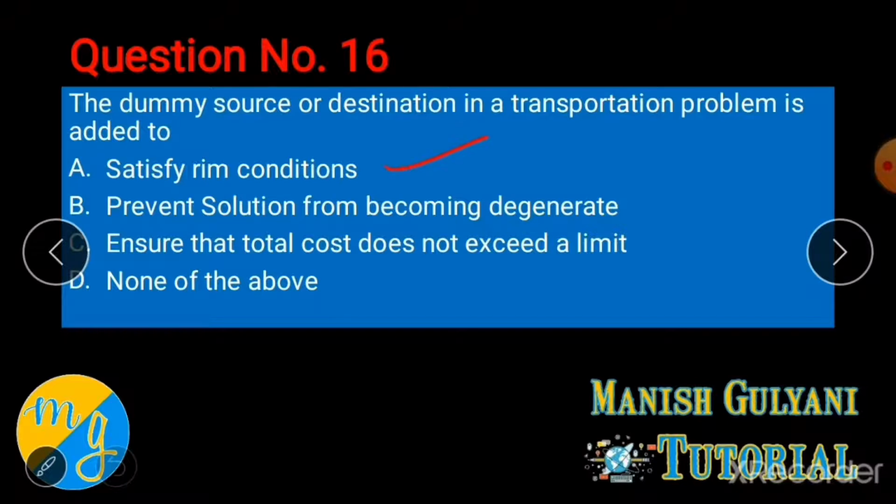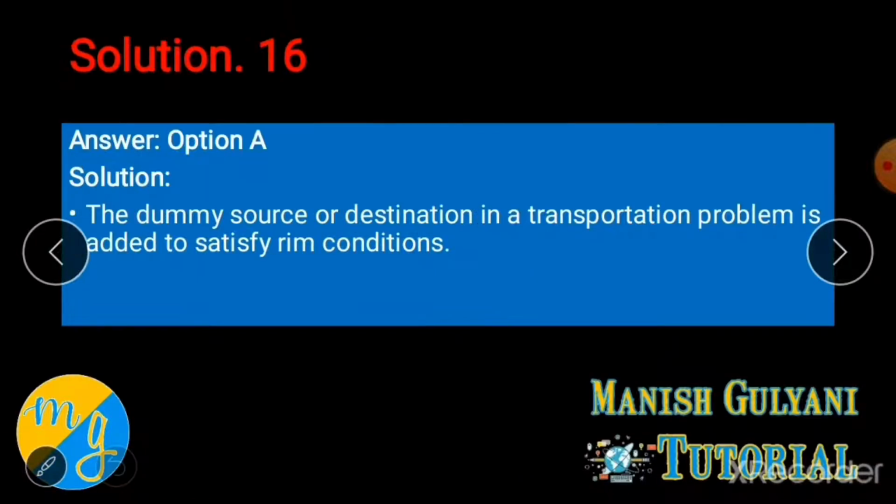The correct answer is about the dummy source or destination in a transportation problem. You have to add a dummy row or dummy column when the total of supply and demand is not equal. So the answer is satisfy rim condition. The reason being, when total supply and demand are not equal, you have to insert a dummy row or dummy column. So the condition of inserting a dummy row or column depends totally on whether the problem is balanced or unbalanced. So option A is the correct answer.